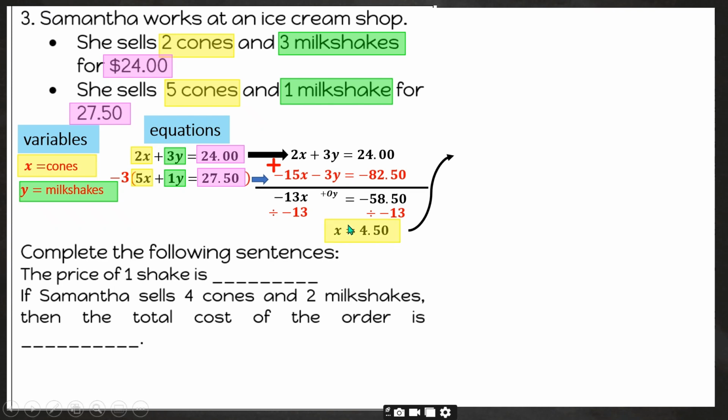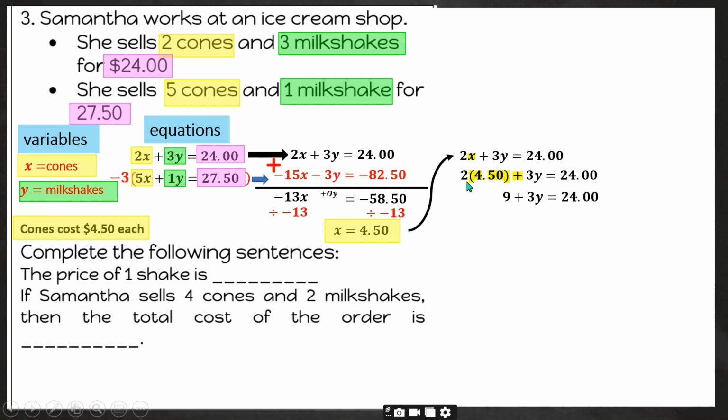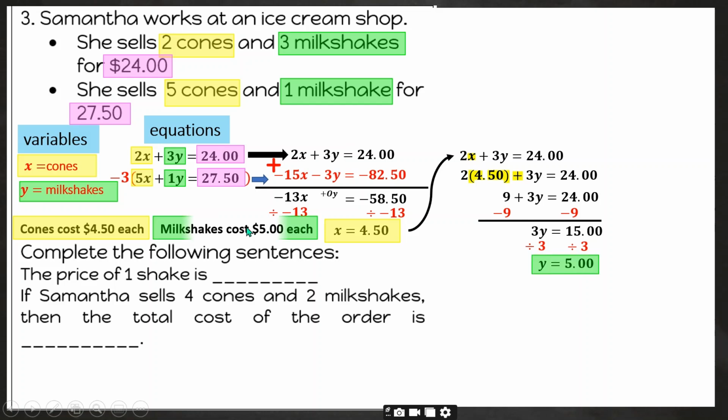Now I'm going to take that value of the ice cream cone and plug it into this first equation. Okay, so instead of having 2x plus 3y equals 24, I'm going to have 2 times $4.50 plus 3y is equal to 24. 4.50 times 2 is $9, so 9 plus 3y is equal to 24. Subtract 9 from both sides. 3y is equal to 15. Divide by 3, and y is equal to 5. Now I have the value of my milkshakes.